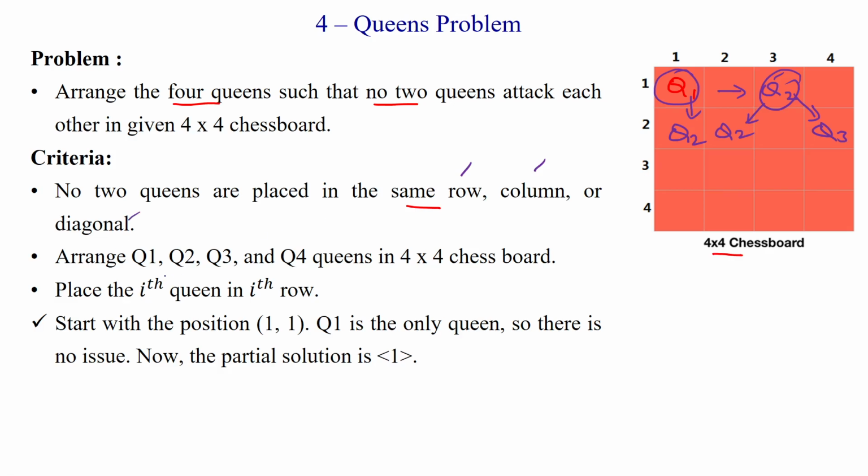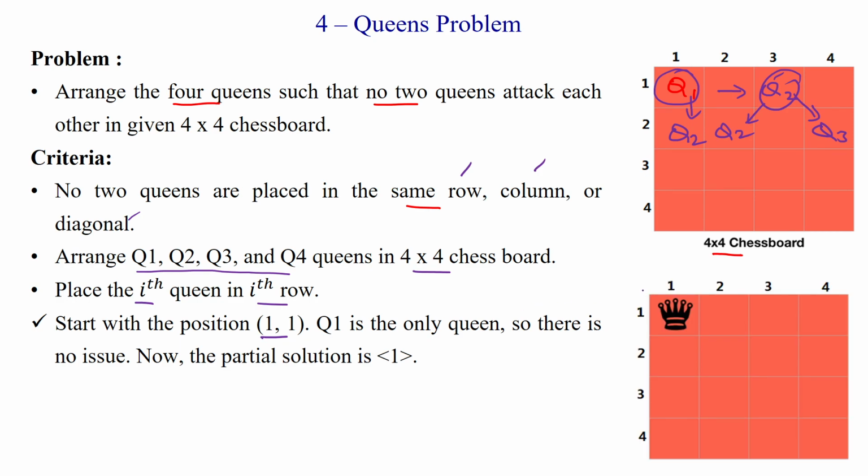So the problem statement is that we have to arrange all four queens in the 4 by 4 chessboard without attacking each other. Here we are going to select the position for the ith queen in the ith row. So start with the position 1,1 by placing queen 1. Queen 1 is placed in the leftmost column, so there is no issue because this is the first queen placed on the chessboard. The partial candidate solution is 1.